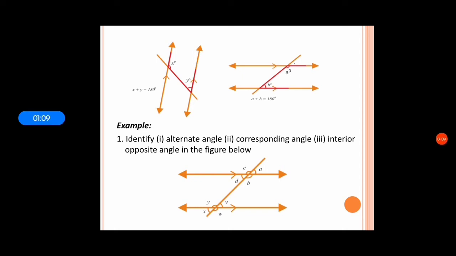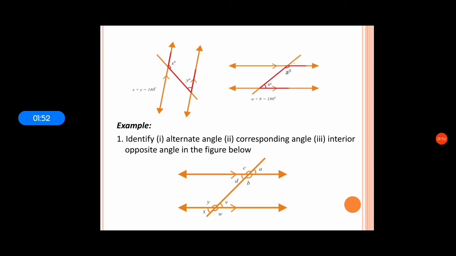Example 1: identify the alternate angle, the corresponding angle, and the interior opposite angle in the figure below. In this figure we have A, B, C, D, V, W, X, Y. So from this we are to identify the alternate angle, the corresponding angle, and the interior angle. Before we move to the next slide, can anybody point out the alternate angle, the corresponding angle, the interior opposite angle from this place?